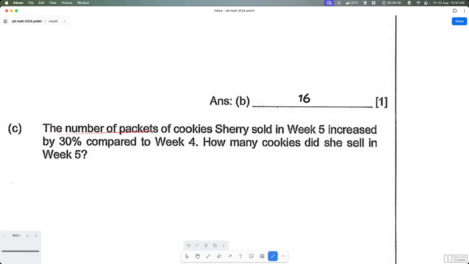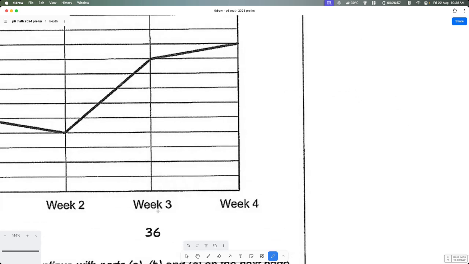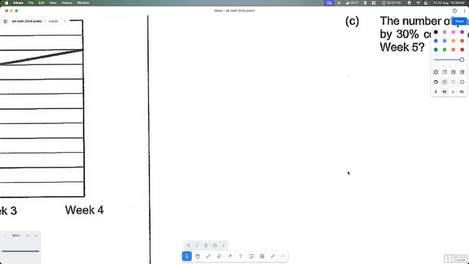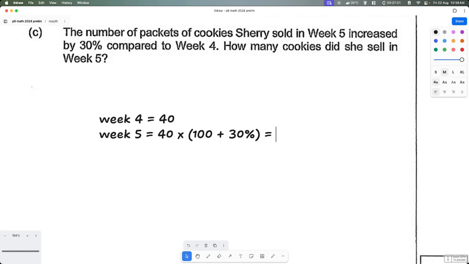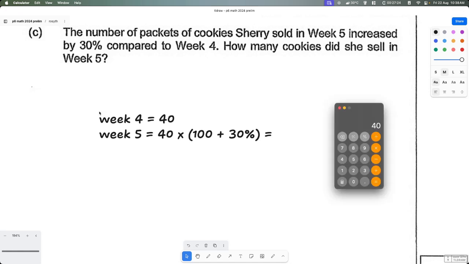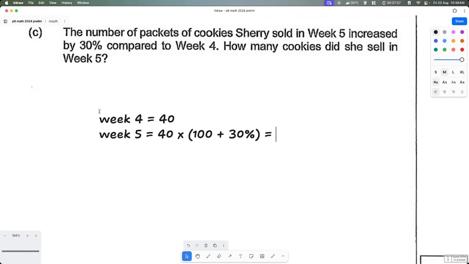Part C says the number of packets of cookies Sherry sold in week 5 increased by 30% compared to week 4. How many cookies did she sell in week 5? So let's go to week 4. How many did she sell in week 4? It is 40. So she sold in week 5 an increase of 30%. That means week 5 is equal to 40 times (100 plus 30)%. We can use the calculator: 40 times 130% gives us 52. So the answer is just 52.